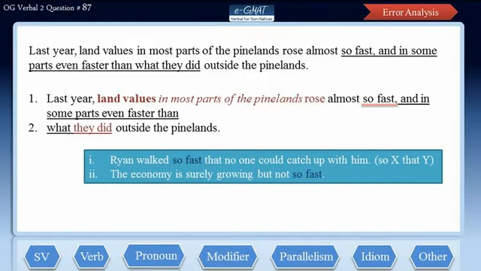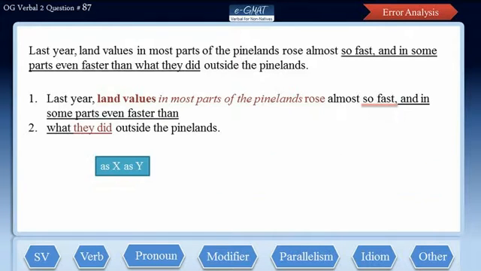In the sentence in question, we need to make a comparison, and hence the appropriate idiom is as X as Y. Specifically in this case, it is as fast as Y. So use of so fast leads to an idiom error in this sentence.